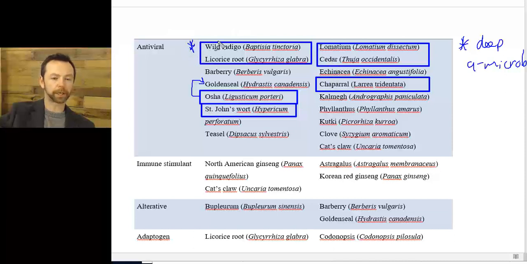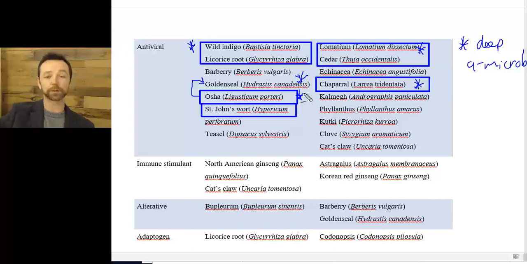Baptisia, definitely, and this one is in our antiviral box. Same thing, Lomatium. I would suggest this one. From what I know of it, I have to go less on experience and more on what we know, but I am going to include it over here. Goldenseal, definitely, and I would say Osha for sure.